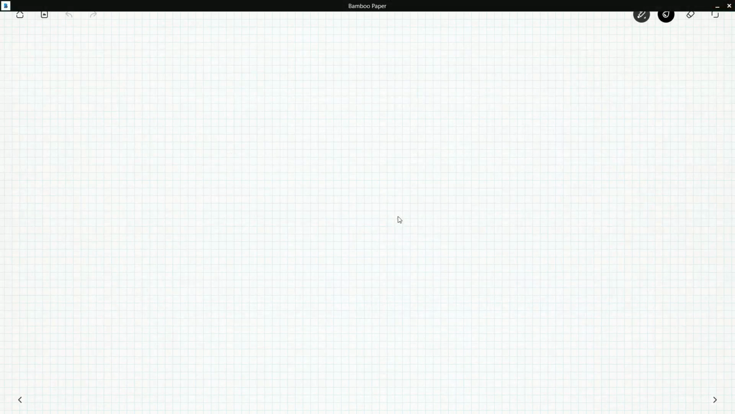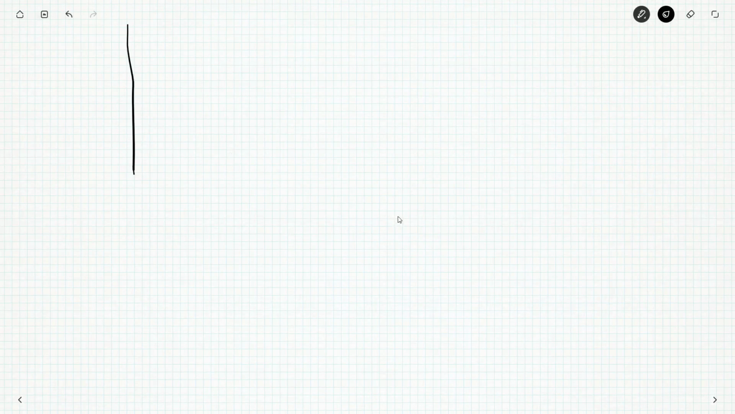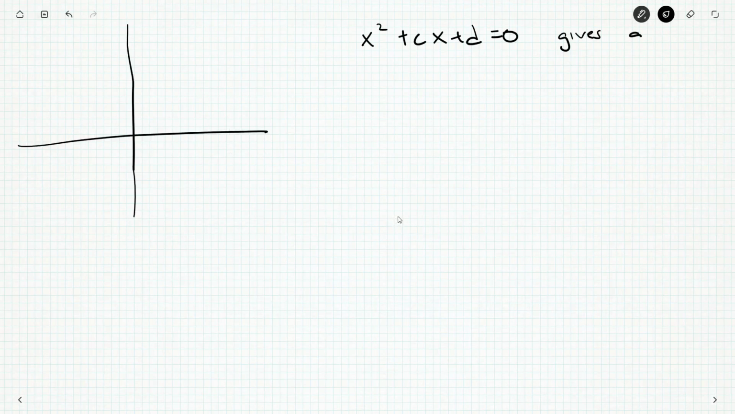Okay, well, let's draw a very quick graph. Now, I know x squared plus cx plus d is a parabola. Not only that, I know it's an upward-facing parabola because the x squared is multiplied by a positive constant, in this case 1. So it's a parabola facing up. Now, the closest point is, what did they say, (-2, 5).